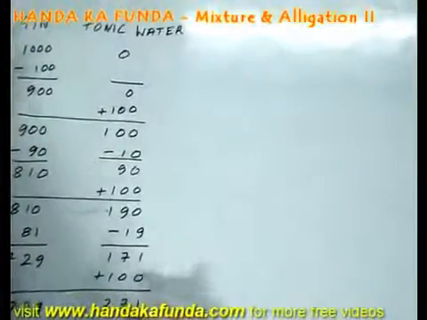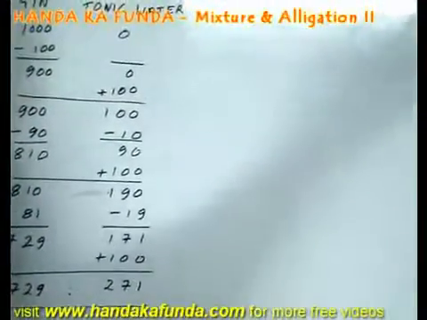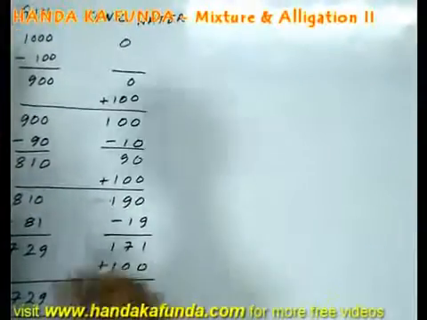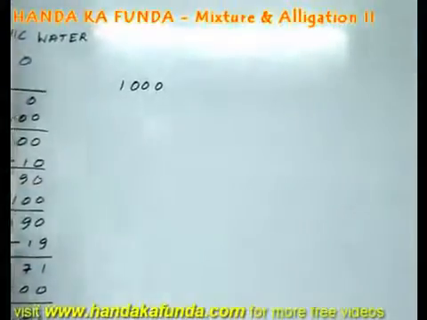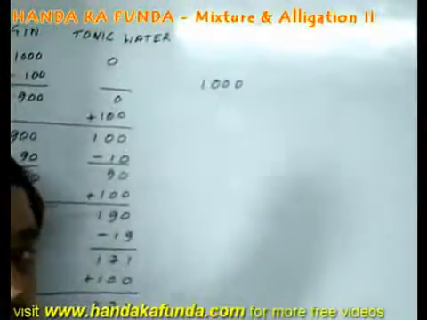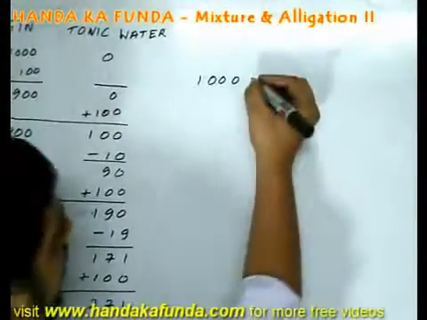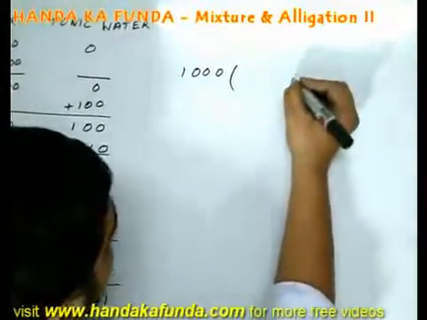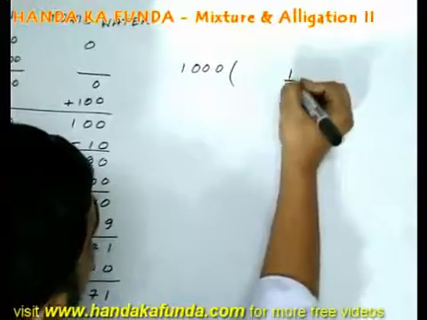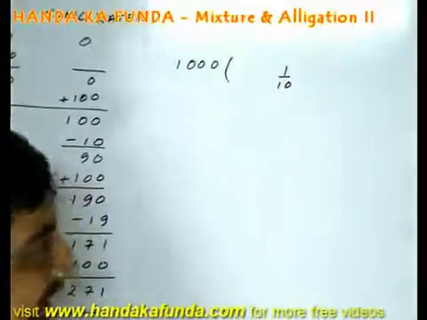Or suppose if this process was done 10 times, then how will you find out the answer? It will be very difficult. So please realize what we had in the beginning was 1000 ml of gin. I am taking out 100 ml of gin from it, or 100 ml of solution. That means what fraction am I taking out? I am taking out a fraction of 1 by 10.